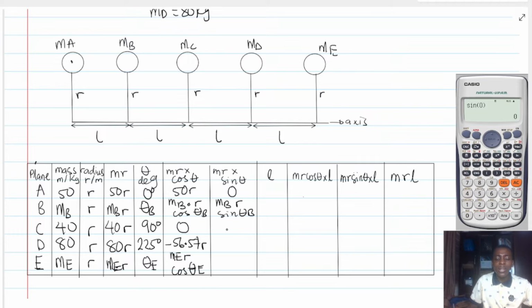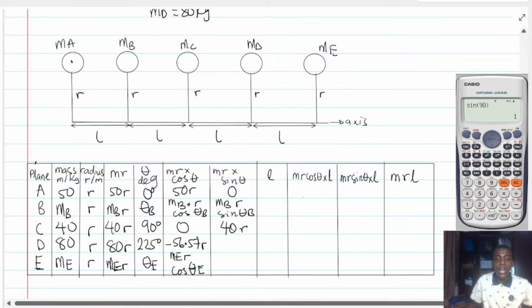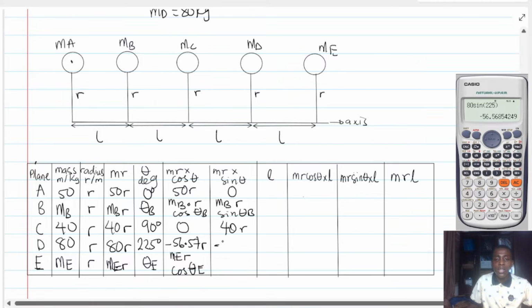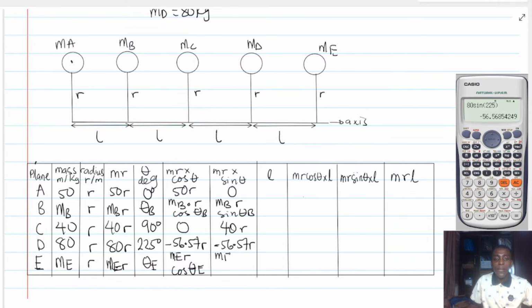Sine 90 is going to be 1. Sine 90 is 1. And if sine 90 is 1, then it means I'm going to just do 40R. Okay. And then when I get here, I'm going to do the same thing. So 80 sine 225. And what is that? It's going to be the same as the cosine. So it's going to be minus 56.57R. And this one is going to be MER sine theta E.